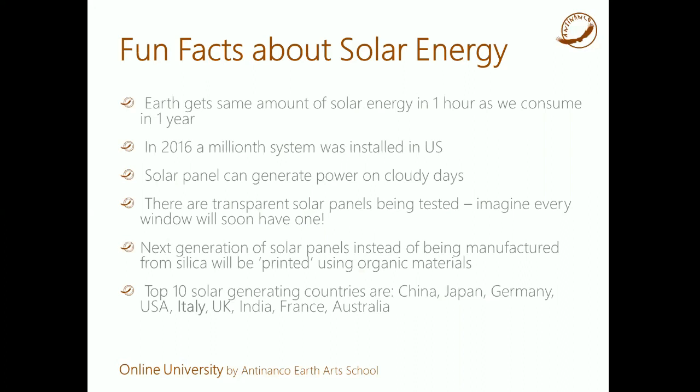As of last year, the top 10 solar generating countries are China, Japan, Germany, US, Italy, UK, India, France, and Australia. Now, the reason why Italy is highlighted is because Italy generates the largest percentage of its total power using solar. 7.5% of the entire power generated in Italy comes from solar energy.